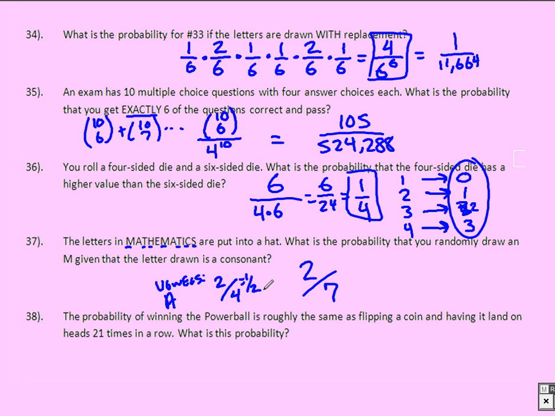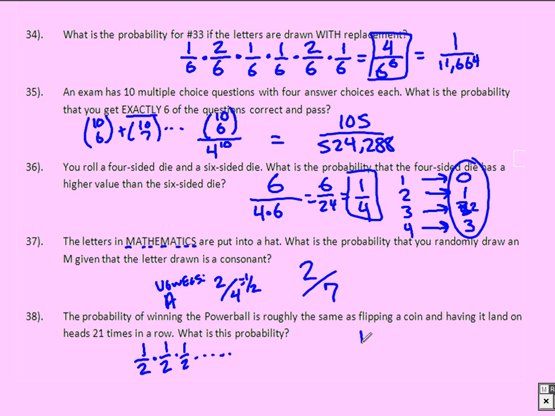And last one, probability of winning the Powerball is about the same as flipping a coin and having it land on heads 21 times in a row. What is that probability? Well, you flip a coin, get a head. You have a 1 out of 2 chance. Flip it again, get heads again, 1 out of 2. 1 out of 2, over and over and over again, 21 times.